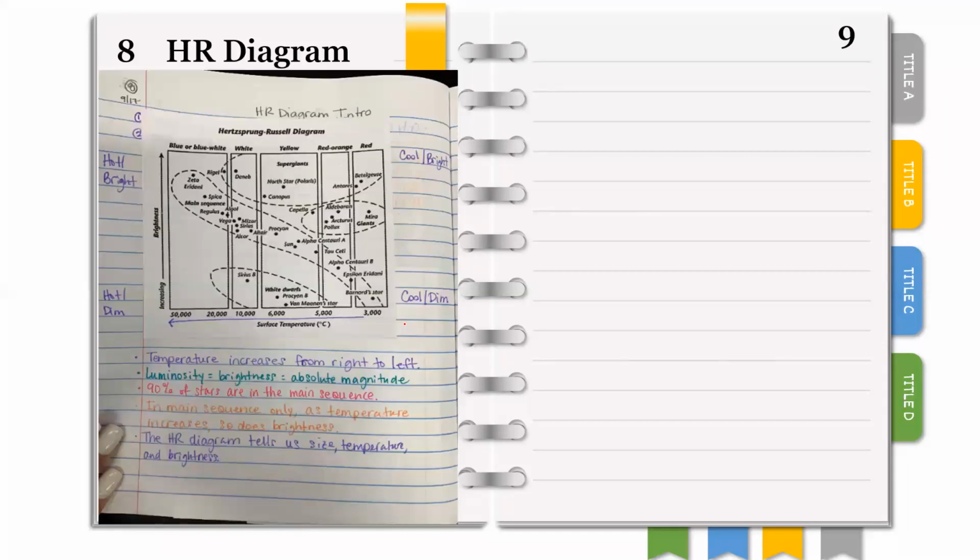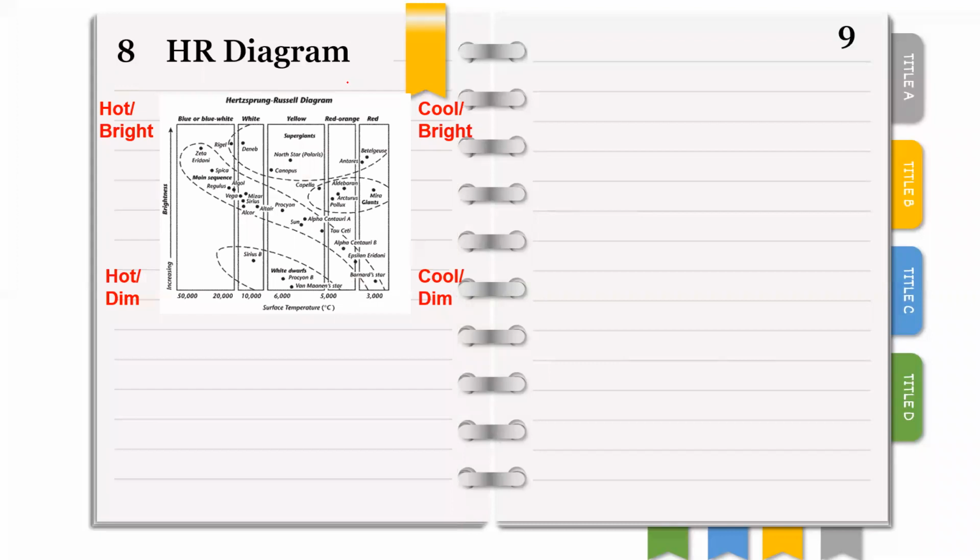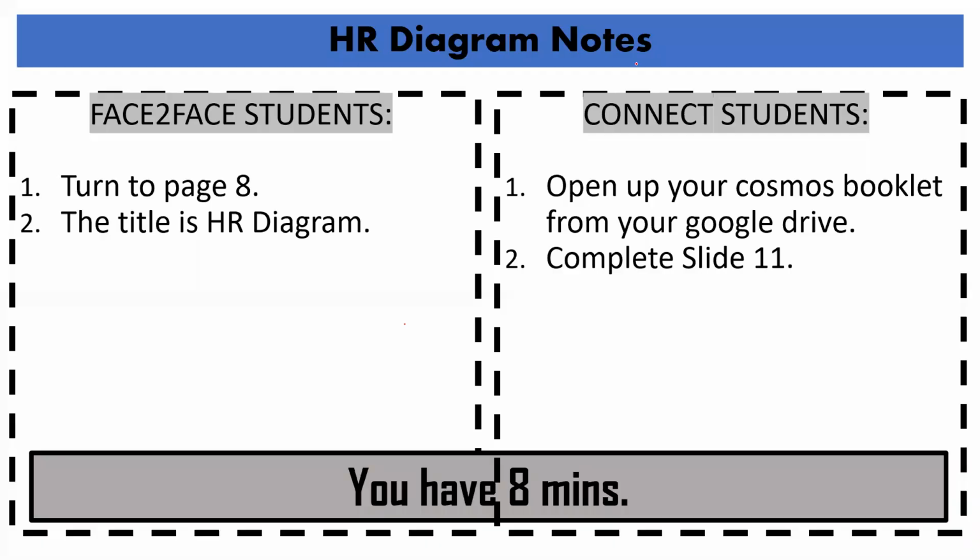My people online, you're going to be going to slide 11 in your Cosmos PowerPoint. My people in here, I need you to do the top. So it says HR diagram. And then we're going to glue it down and put those labels. The notebook looks like this.